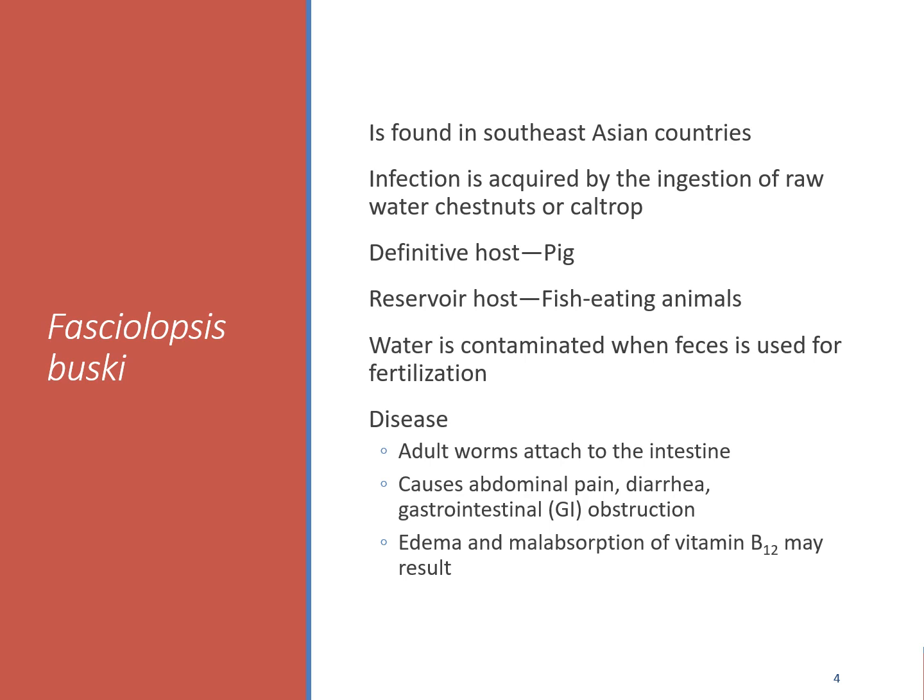And so from there, the egg can be ingested, and the adult worm will attach to the intestine and cause abdominal pain, diarrhea, GI obstruction, edema, and malabsorption of vitamin B12, which of course can cause macrocytic anemia. It can also cause eosinophilia, where you have increased eosinophils, and it will be diagnosed based on those eggs that would be deposited in the feces.